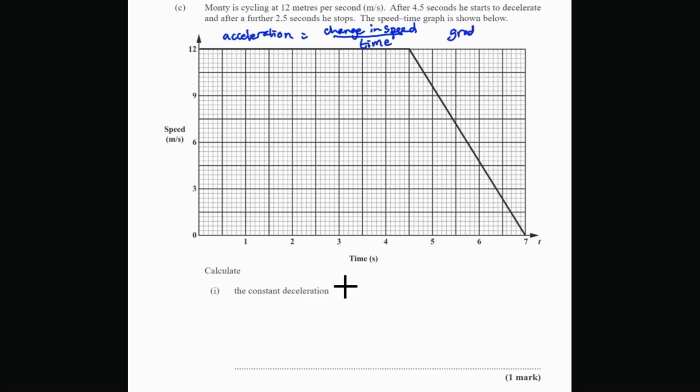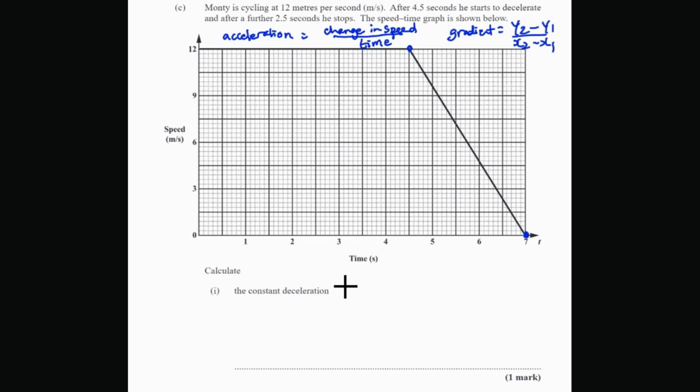The formula for the gradient of a line between 2 points is going to be y2 minus y1 over x2 minus x1. So what are the 2 points we are talking about? The 2 points are going to be right when he starts to decelerate and when he stops entirely. Okay, so what are the coordinates of these 2 points?